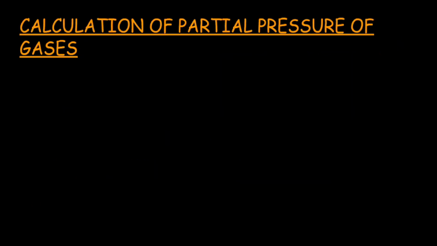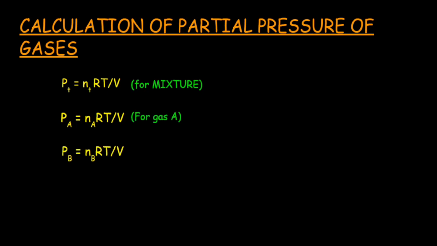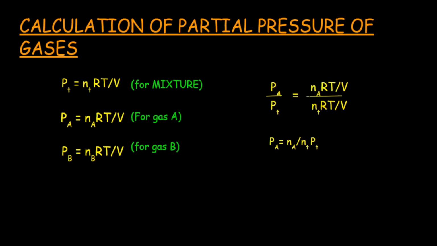Now let's calculate the partial pressure of the gases. This was the equation for the total pressure of the system, and from this equation, P can be replaced by A, B, C, or the particular gas which is involved in the system, and the number of moles is also replaced accordingly. For gas A, it would be PA and nA. The remaining terms would be the same. And for gas B, it would be PB and nB. Now let's divide the equation for gas A by the equation for the mixture. RT by V would be cancelled out.